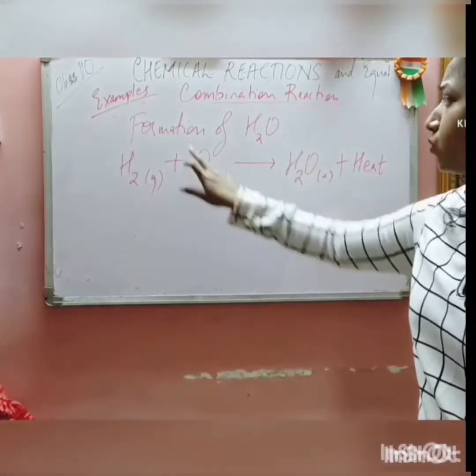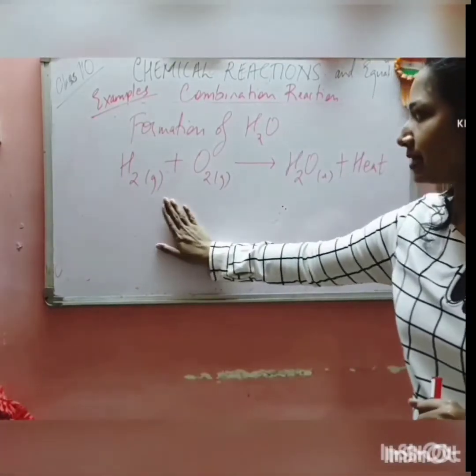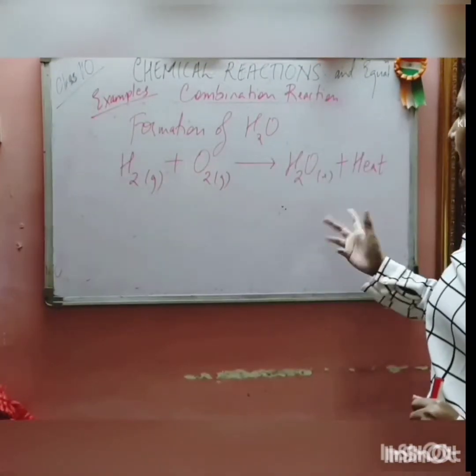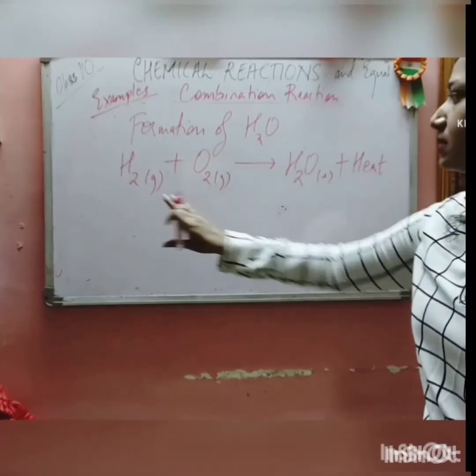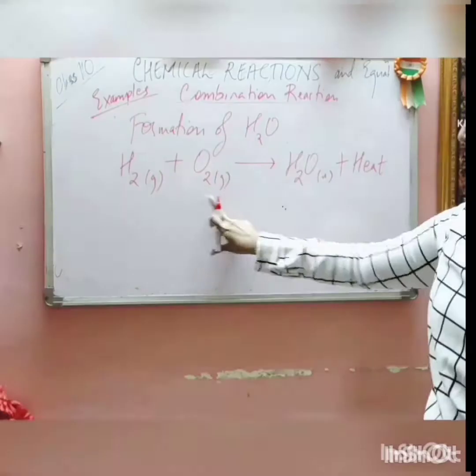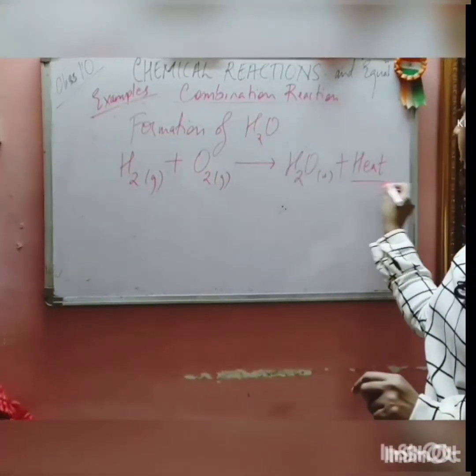The third example is what? Formation of water. What happens? Hydrogen gas reacts with oxygen gas, and what you get is water. Now let's see whether it is balanced. H2 reacts with oxygen, you get water. Along with that, heat is also given up. Remember this, heat.